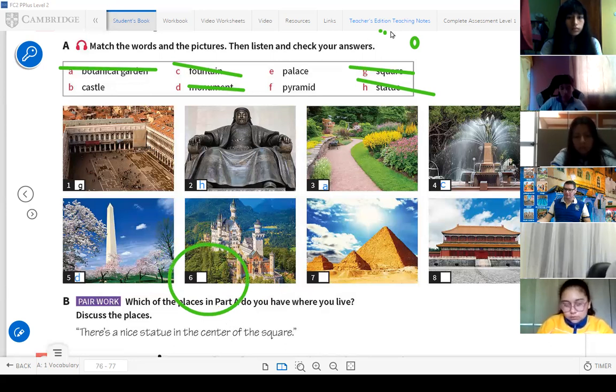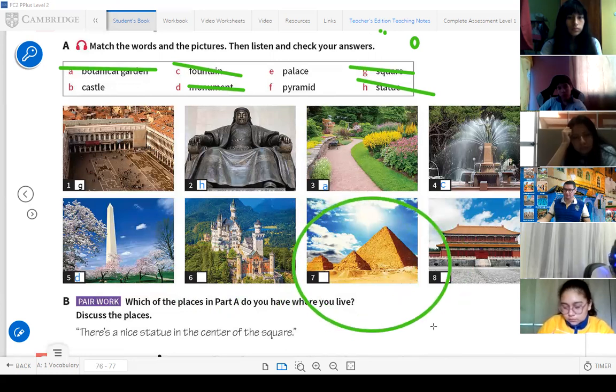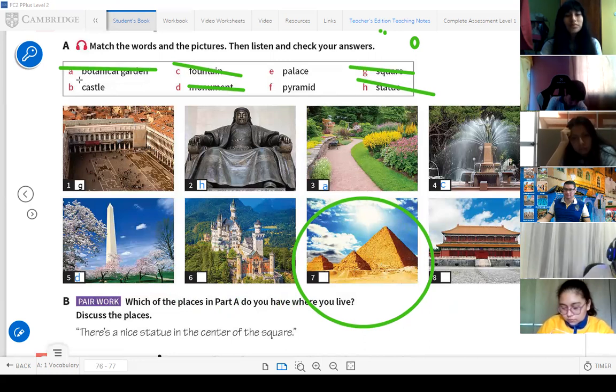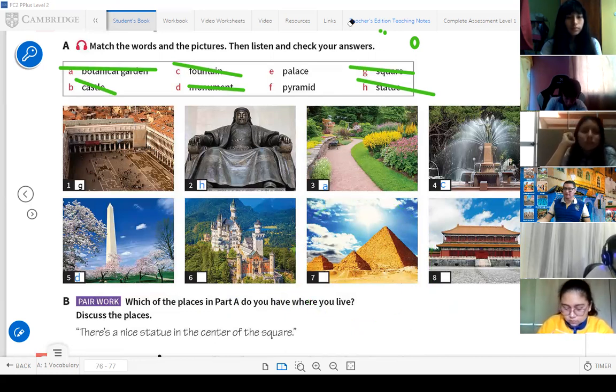What about number seven? What's the answer in number seven? What's the answer here, students? You have here two options. Nicole said number six is castle. That's right. Pyramid. Yeah, very good, right? Number seven is pyramid. So now please, you are gonna label the picture on this part, yeah? Write your alternative.